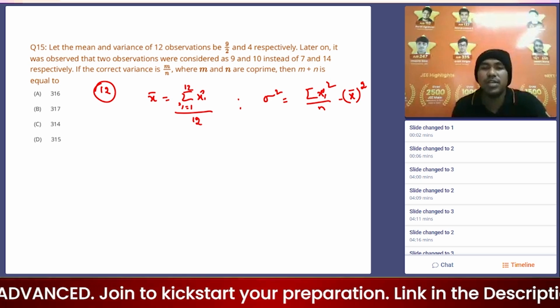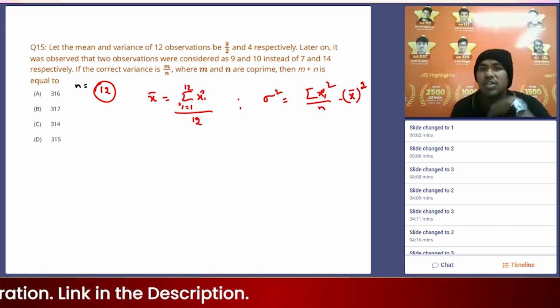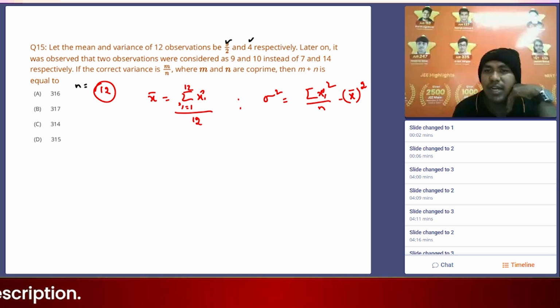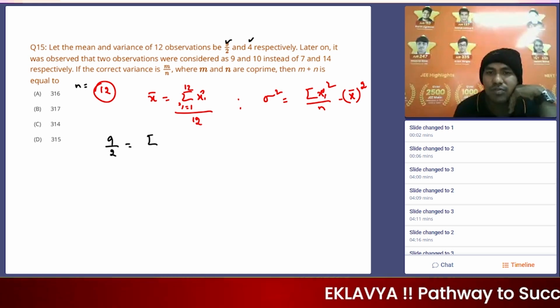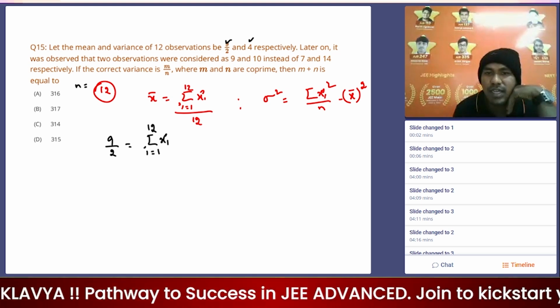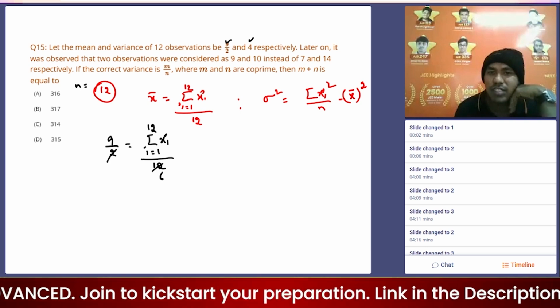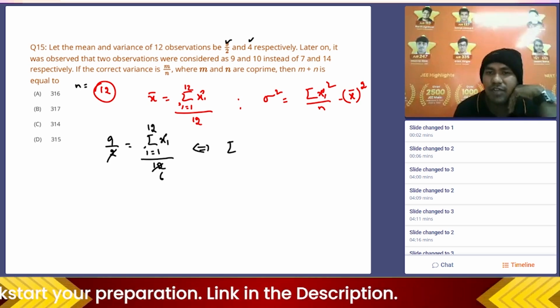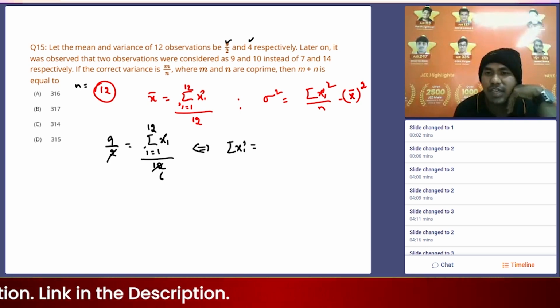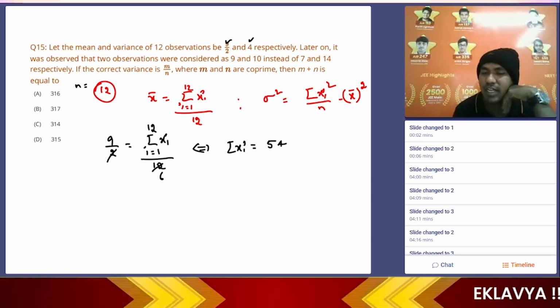Now here, for 12 observations they mentioned, that means n is equal to 12. They gave the mean value as 9 by 2 and the variance value as 4. That means 9 by 2 is equal to summation i equals 1 to 12 of xi upon 12, right? And 2 ones are 2, 2 sixes, and from here summation of xi is equal to 6 nines are 54 you are getting, right?